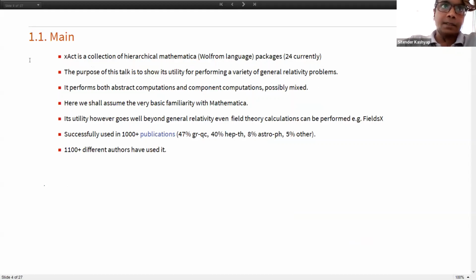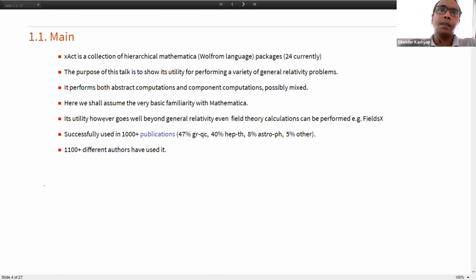So what is xAct? xAct is essentially a collection of hierarchical Mathematica packages, which are written in the Wolfram language. There are 24 such packages. The purpose of this talk is to show the utility of these packages for a variety of problems in general relativity. It performs both abstract computations and component computations, and possibly mixed ones also. Here we shall assume very basic familiarity with Mathematica.